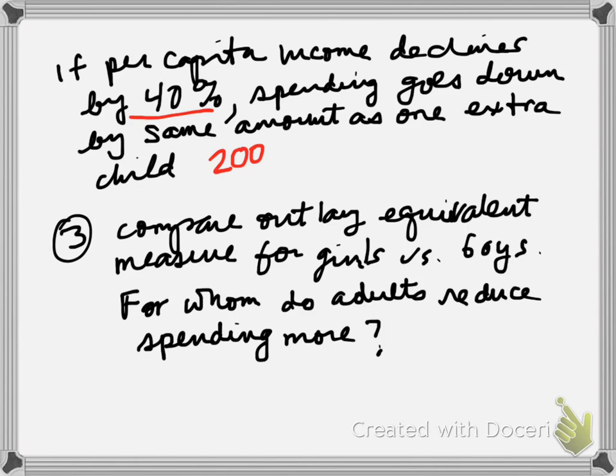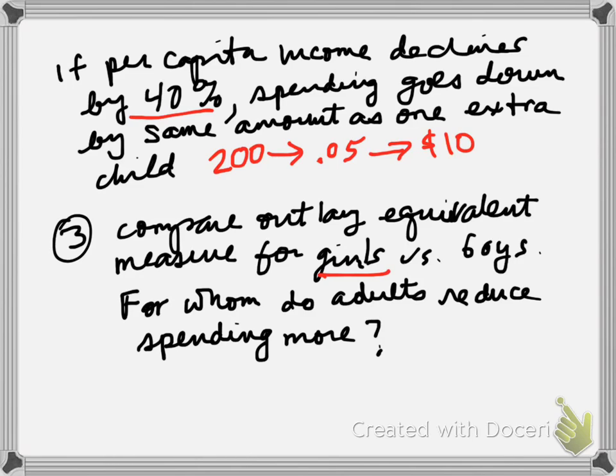So if our income declined by $200 and for every dollar decline in income we spend 5 cents less, that means that a $200 decline would lead to a $10 decline in spending, which is the same as the amount that spending declines when we have a child. So that's the meaning of the outlay equivalent. How much spending goes down, how much income would have to go down by, what percentage per capita income would have to go down by, in order to generate the same reduction in spending on adult goods as if we had an extra child.